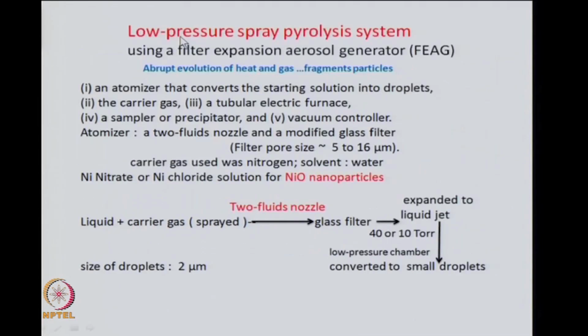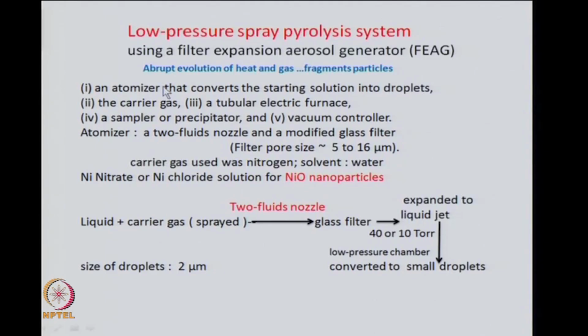For example, you have the low pressure spray pyrolysis. In the low pressure spray pyrolysis system, there is a filter expansion aerosol generator, called FEAG, that allows an abrupt evolution of heat and gas and fragments the particles. So, this is a technique which has been developed. This is called the low pressure spray pyrolysis system with FEAG, and it allows us to make nanoparticles, much smaller than the conventional spray pyrolysis technique.